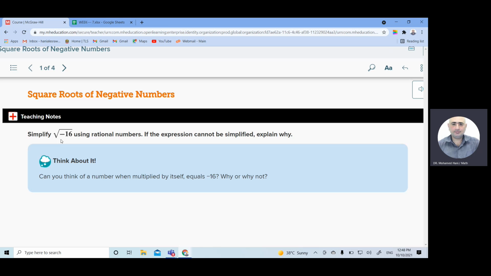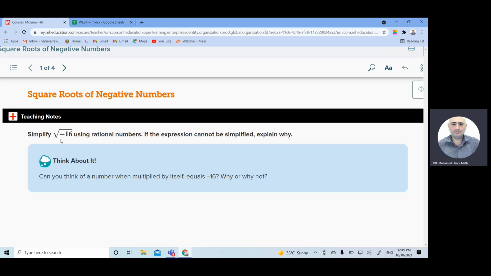I want minus 16. Positive 4 times positive 4 equals positive 16. I want the same number. Positive 16, because negative times negative will be positive. We want the number multiplied by itself. So give me a number that multiplied by itself gives me minus 16.